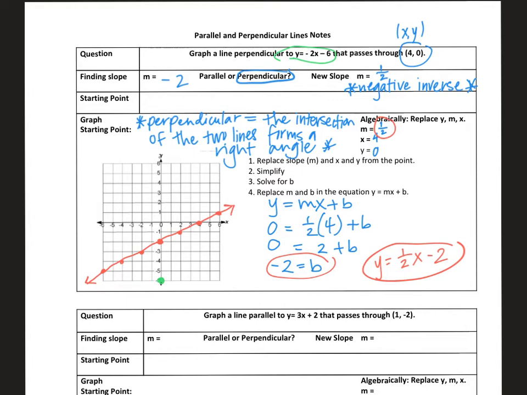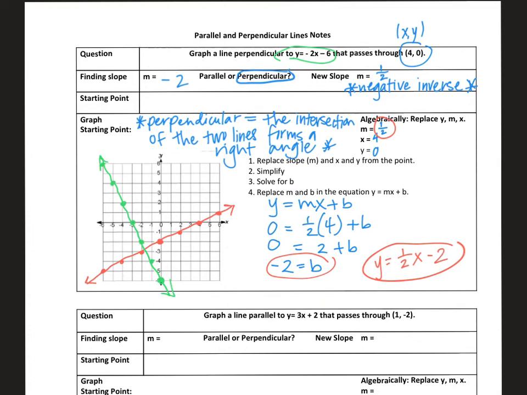So I can't really go down 2 over 1 because my graph ends. So I'm going to do the opposite and go in the other direction. That means I'm going to go up 2 over to the left 1, and repeat that several times. And now I'm going to draw a line through my points. And don't forget those arrows.